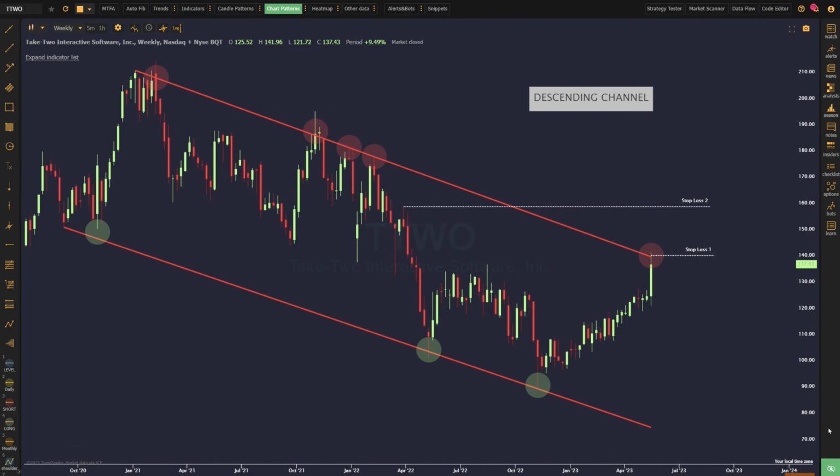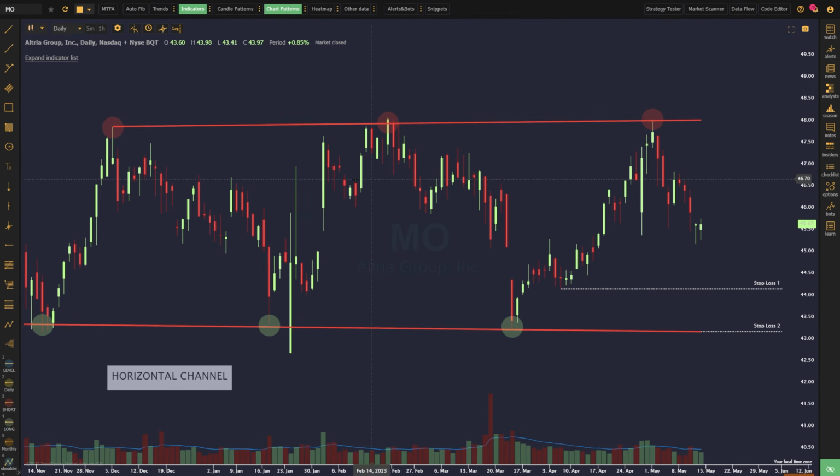Finally, we have horizontal channels, which are characterized by 2 parallel horizontal trend lines connecting equal highs, resistance, and equal lows, support. Typically, these patterns form during periods of consolidation, indicating that neither buyers nor sellers have control, with price oscillating between the trend lines, moving in a sideways direction.